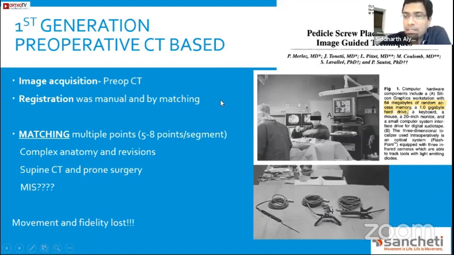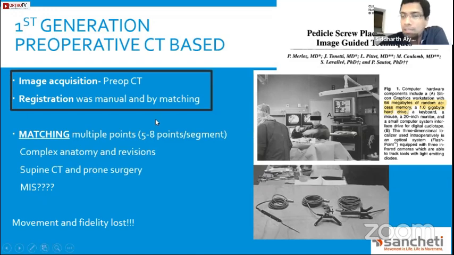So this all started somewhere in the mid 1990s. In terms of spine navigation, I think pioneers there were a couple of groups, one in France by Merlot. The paper was published in Clinical Orthopaedics and Research in 1998, and the other gentleman being Dr. Nolte in the United States. So this first generation had image acquisition through a preoperative CT. The registration was tedious because it was manual by surface marking and point matching. The supine CT was done preoperatively and the patient intraop was prone. So there used to be some difficulty in change in position.